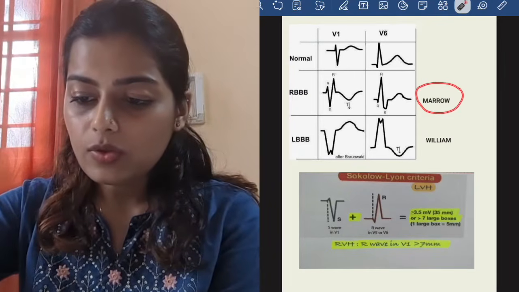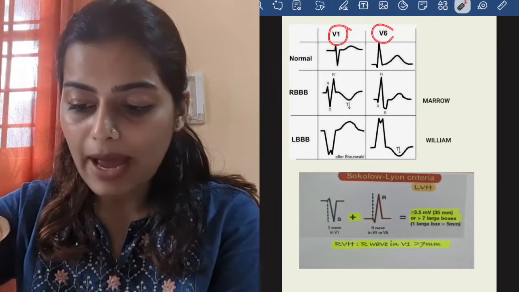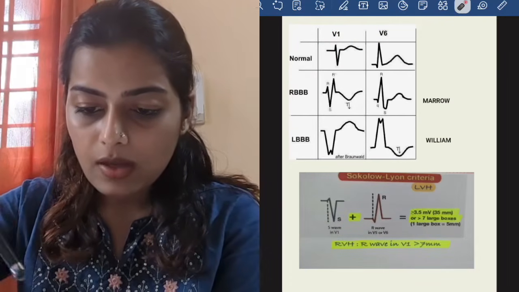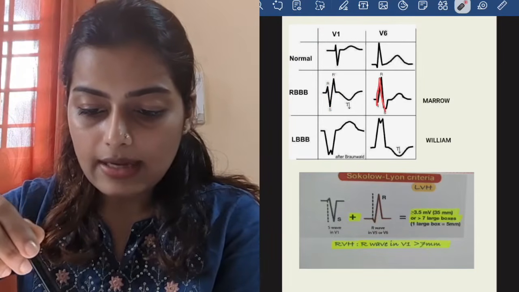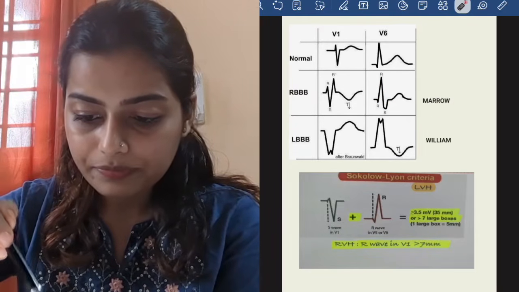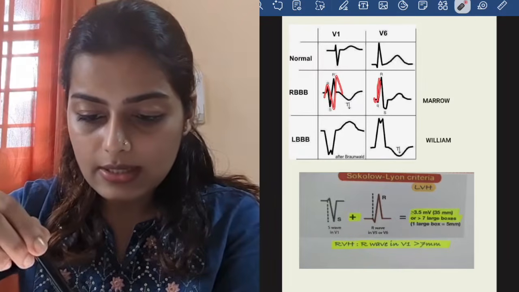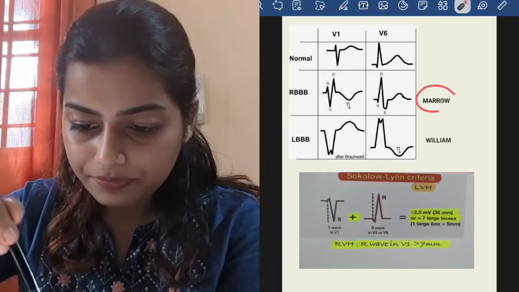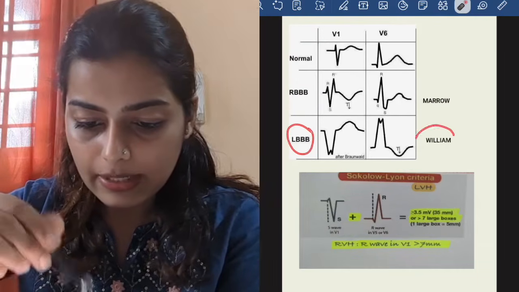So in this diagram, you can see right bundle branch block. For right bundle branch block, we have the trick of Marrow. So we should take the leads V1 and V6. If the ECG pattern in V1 has an M shape and in V6 it has kind of a W shape, then it is Marrow and it comes under right bundle branch block. So you can see the M pattern in V1 and the almost W kind of pattern in V6. So it is Marrow, so it is right bundle branch block.